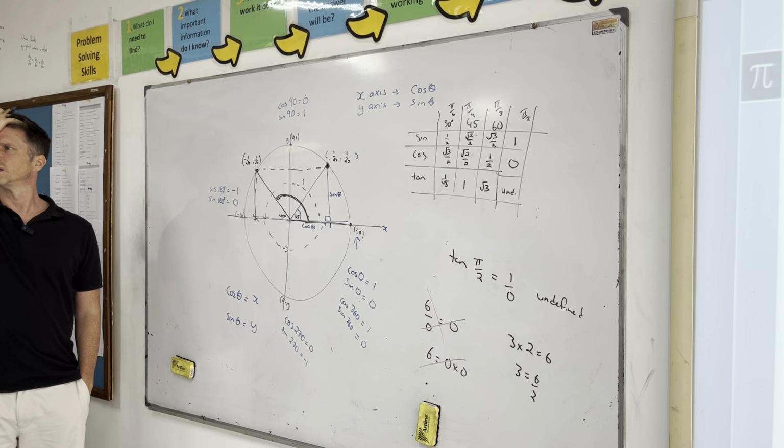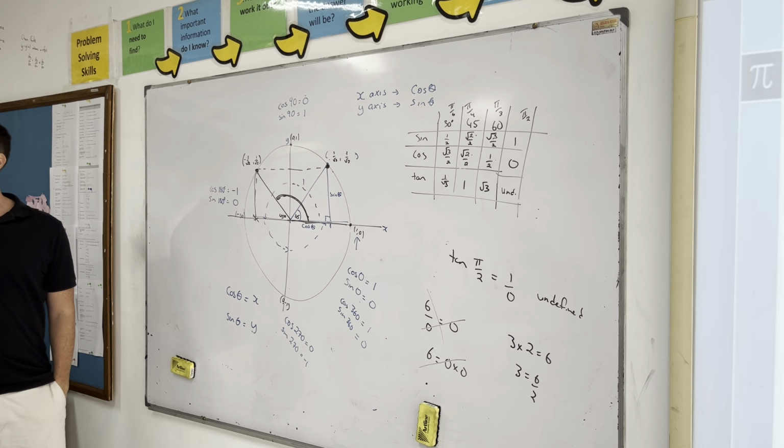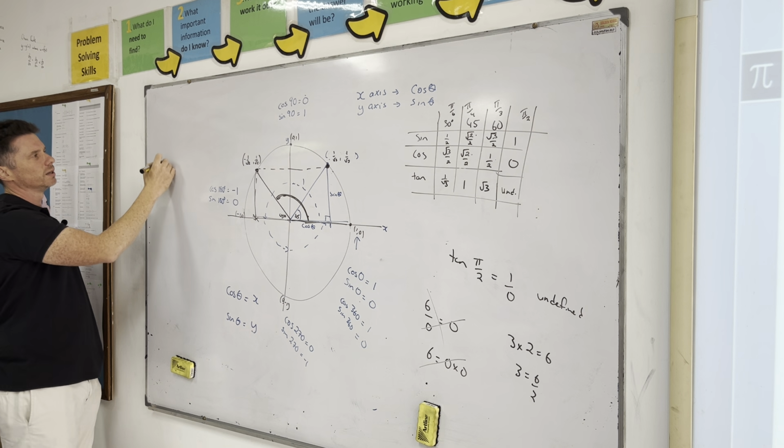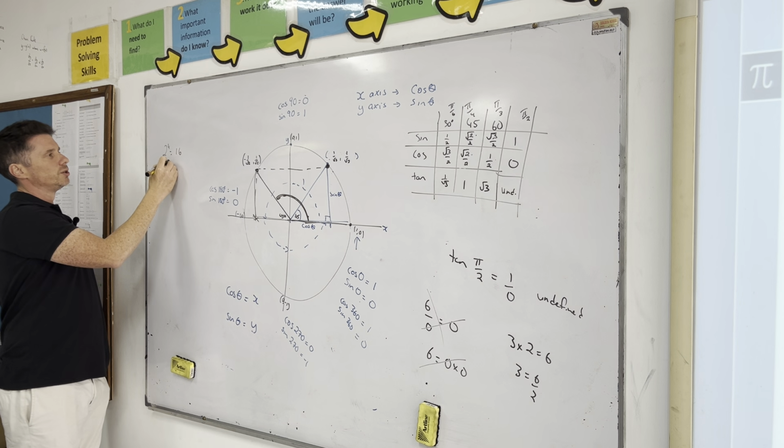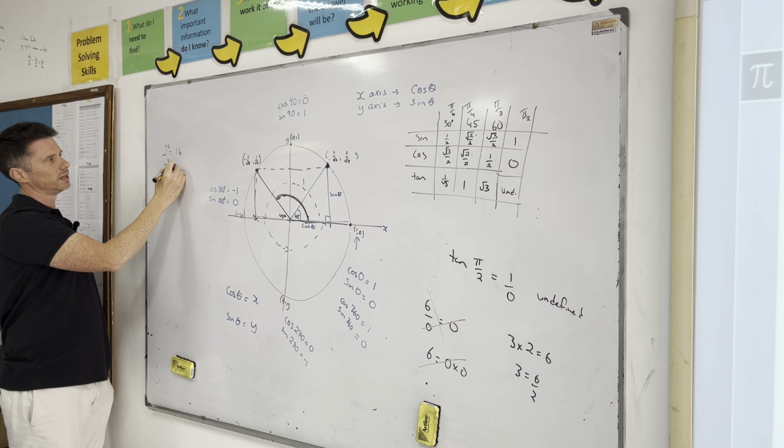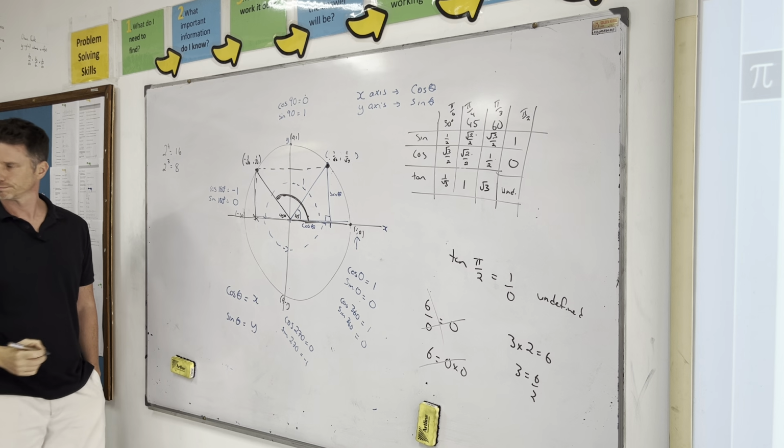Because 2 to the power of 1 is 2, 2 to the power of 2 is 4, and so there's a pattern. Yes, it's completing the pattern. So 2 to the power of 4 is 16. 2 to the power of 3 is 8. So that's something we know. Anything to the power of 0, 1?